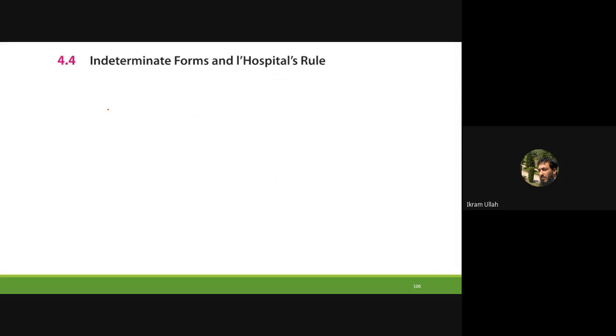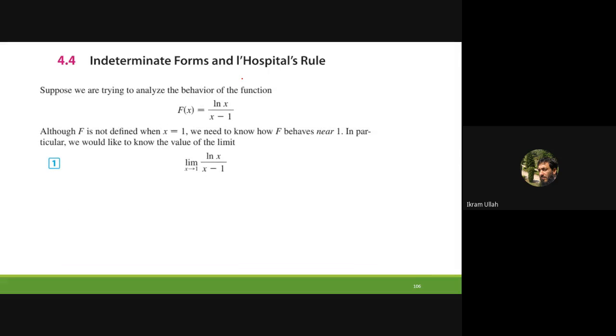The next topic is from chapter 4, section 4.4: the indeterminate form and L'Hopital's rules.